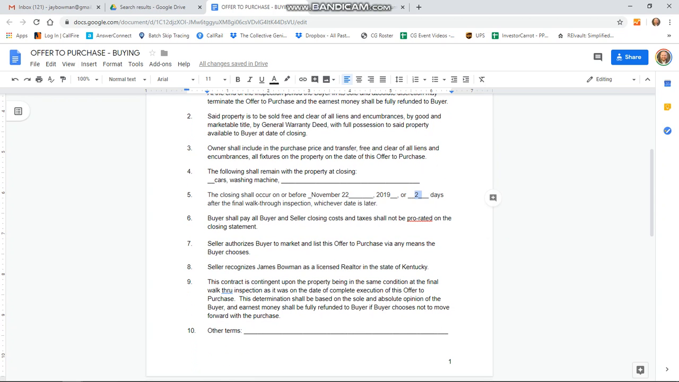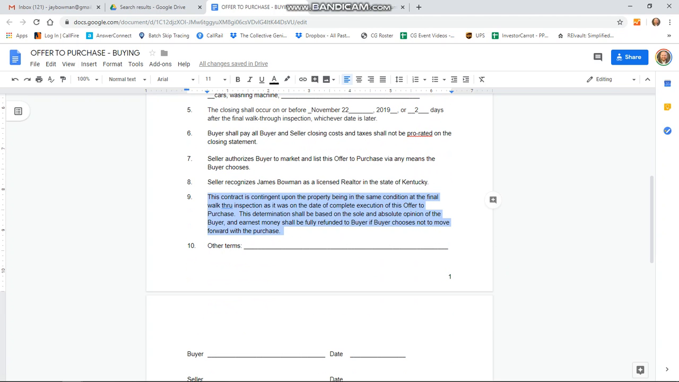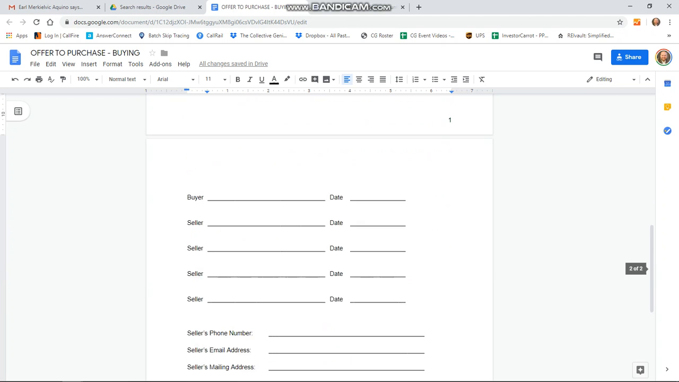I pay for all closing costs and taxes. Seller, I can market it however I choose. I have to legally acknowledge these people. I'm a licensed realtor in Kentucky, and that this house has to be in the same condition or similar condition as it was. And this is a place for anything else that may come up. There's rarely anything else, but this is just for us to fill in something else.